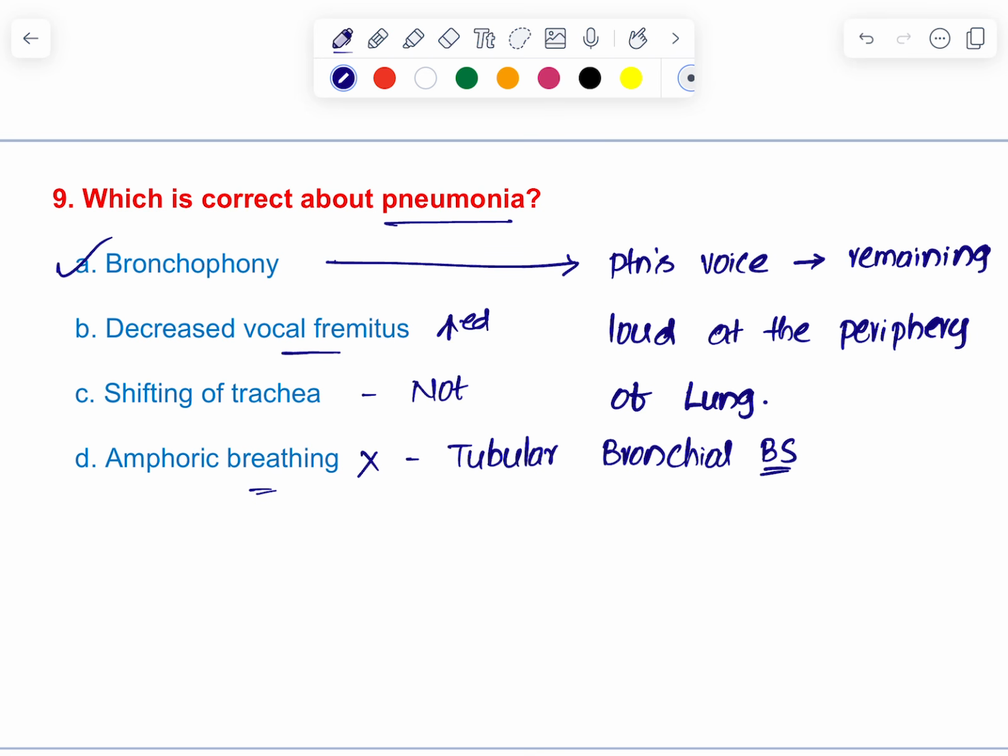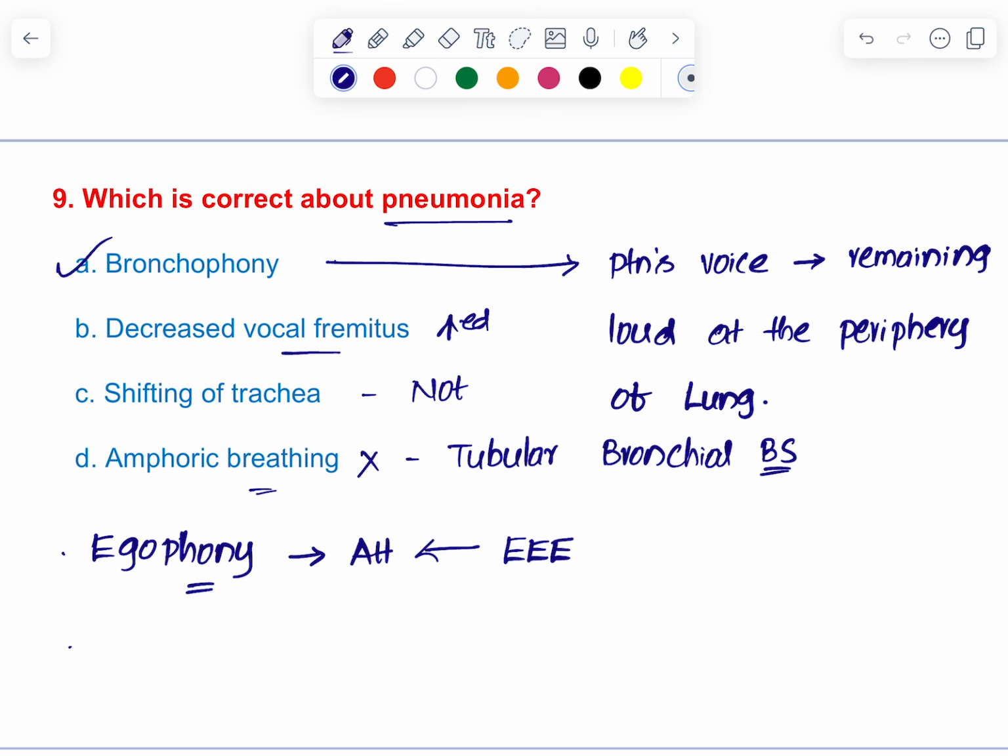The additional sound you have in patients with pneumonia, apart from bronchophony, is egophony. What is egophony? You place the stethoscope over the consolidated area and ask the patient to say the word E. The word E is heard as A. So auscultation of the sound A instead of E is what is called egophony.